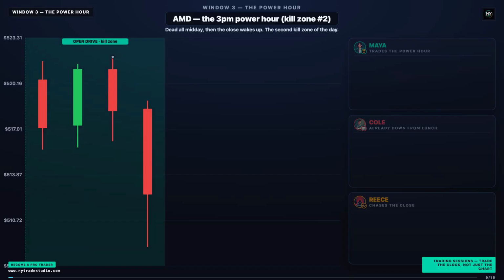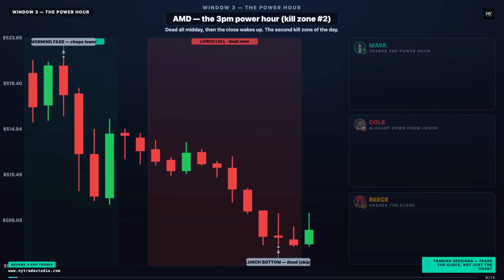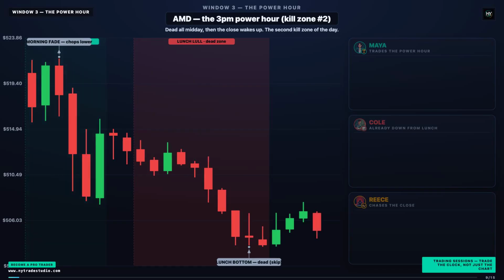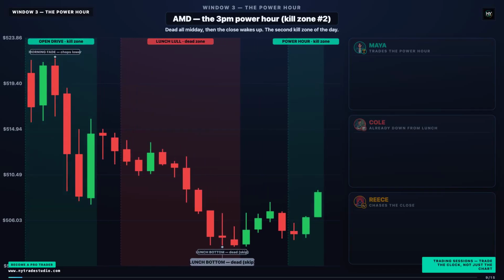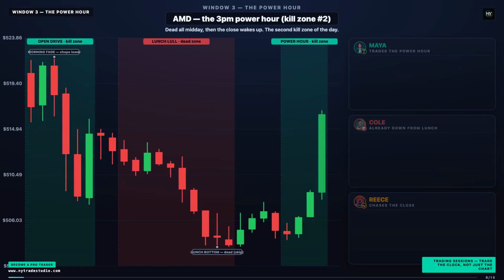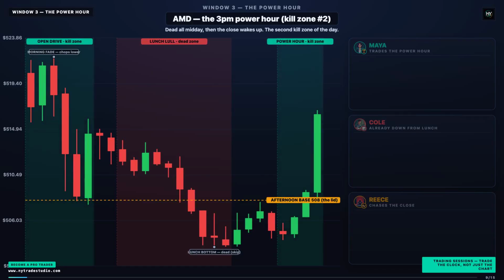This is AMD, and most of the day is a trap you skip. Look at the chart. AMD fades and chops lower all morning, then sits dead at the bottom of lunch near 503. Through that whole gray band, nobody should be trading, and Maya isn't. Then the clock turns to 3 o'clock and the green band on the right lights up. In the afternoon, the stock coils under a lid at 508, and as the power hour wakes up, volume floods back in and AMD breaks the base.